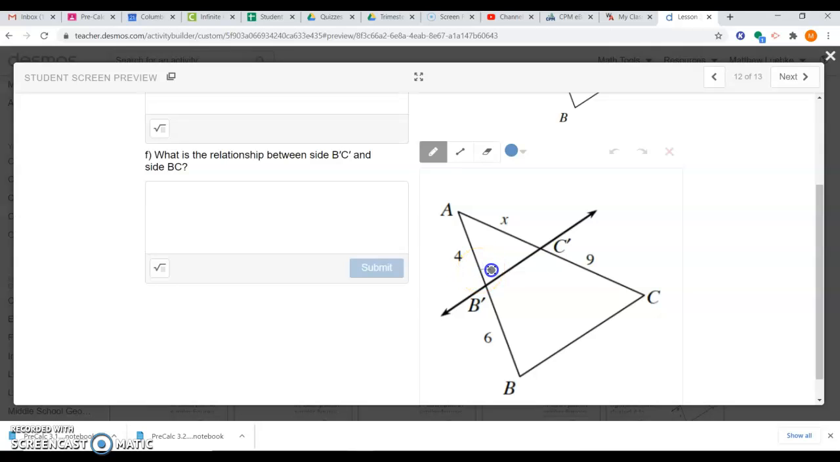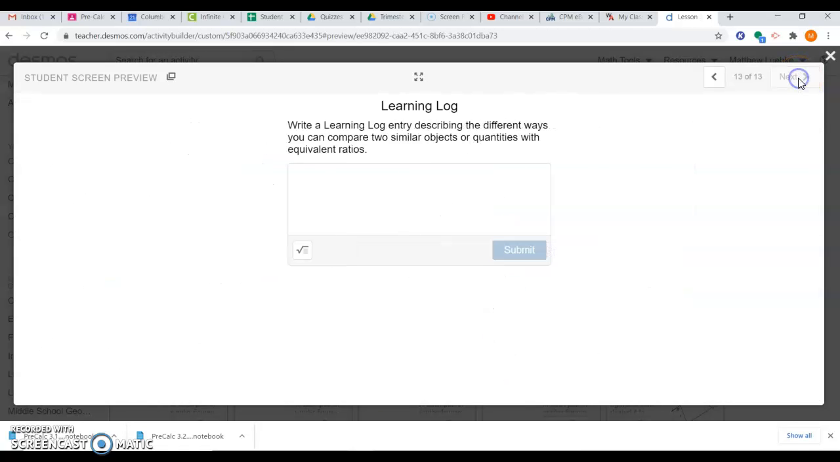Which means this angle right here, angle B prime, is the same as angle B. And if we look at this, what this tells me is that these are corresponding angles being equal. And the only time corresponding angles are equal is when you have a pair of parallel lines cut by a transversal. So what that tells me is my parallel lines here are B prime C prime and BC. And so there's a relationship right there for us. Those two lines would be parallel because we found corresponding angles that are equal.